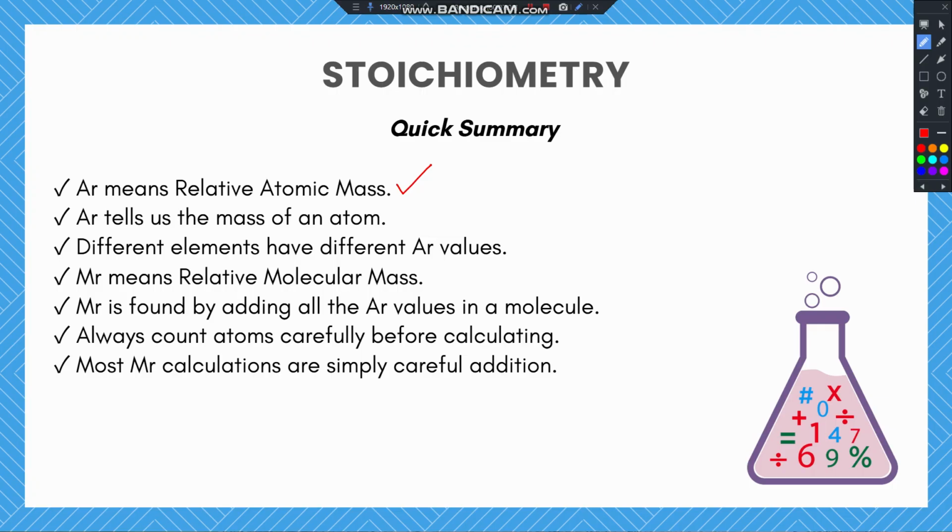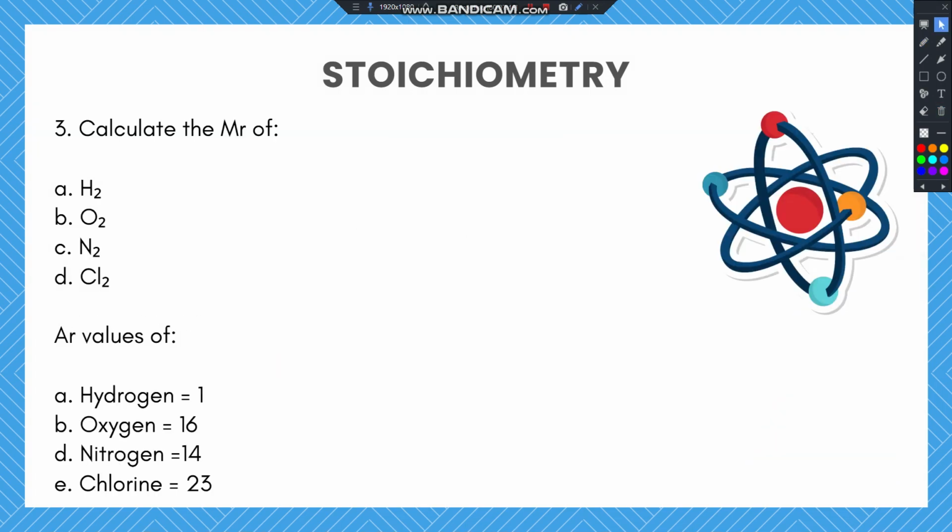So the summary of all we've been saying since the commencement of this video is AR refers to the relative atomic mass, and AR tells us the mass of an atom. Different elements have different atomic masses, and MR means the relative molecular mass, and you've seen how to calculate that. It is also found by adding all the individual atomic masses present in a molecule. Always count atoms carefully before calculating. You saw how we calculated and indicated the number of times each atom appeared. That's very important. Most of the molecular mass calculations are simply careful addition.